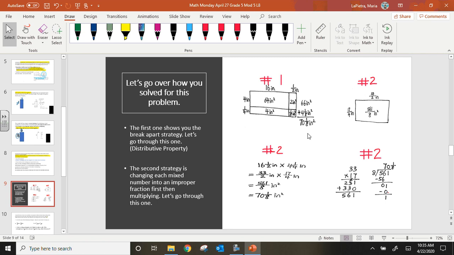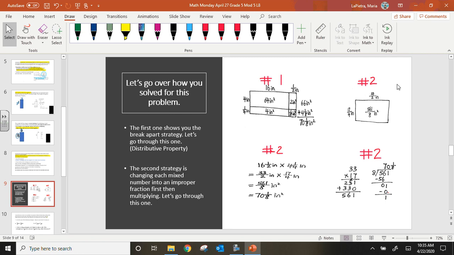Okay, I hope you're checking these with how you solved. This is a really good way to monitor yourself and see how you're doing and where you need help and where you can ask me some questions. The second strategy is changing each mixed number into an improper fraction first, then multiplying. Let's go through this one.